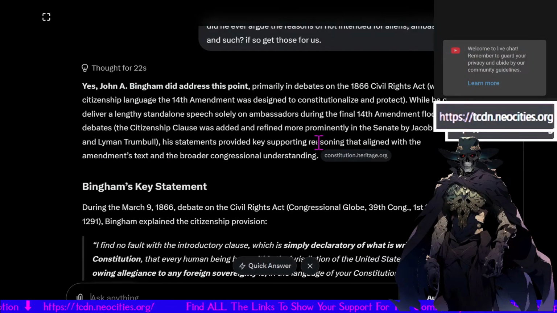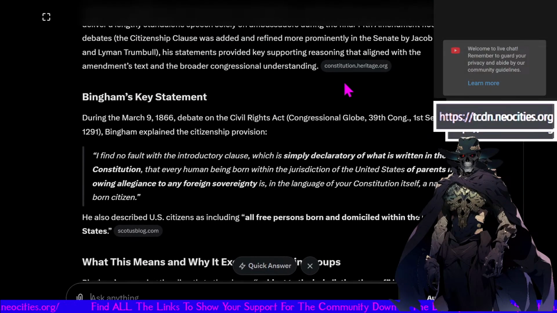Citizenship clause was added and refined probably by Senator Jacob Howard and Lyman Trumbull. His statements provided key supporting reasons that aligned with the amendment's text and the broader congressional understanding. During the March 9th, 1866 debate of the Civil Rights Act, Congressman Bingham explained the provision. I find no fault with the introductory clause, which is simply declaratory of what is written in the Constitution, that every human being born within the jurisdiction of the United States, of parents not owing allegiance to any foreign sovereignty, is, in the language of the Constitution itself, a natural born citizen.